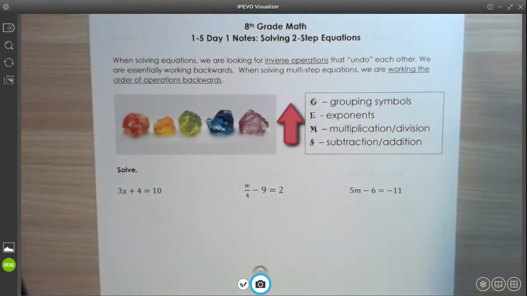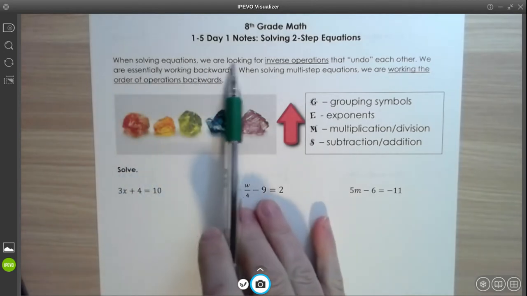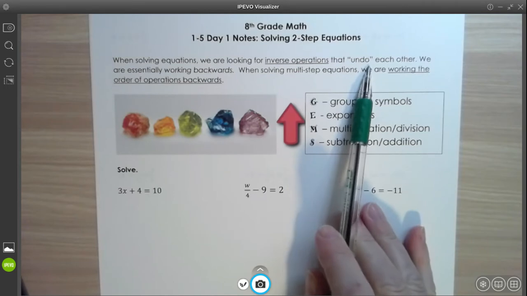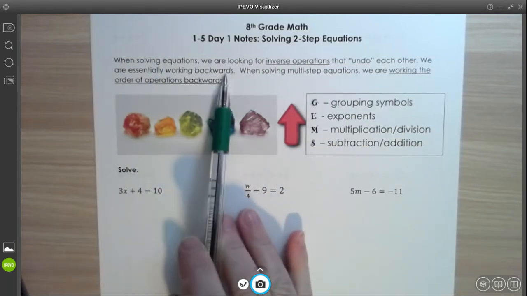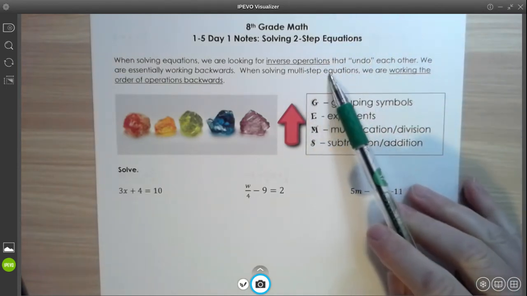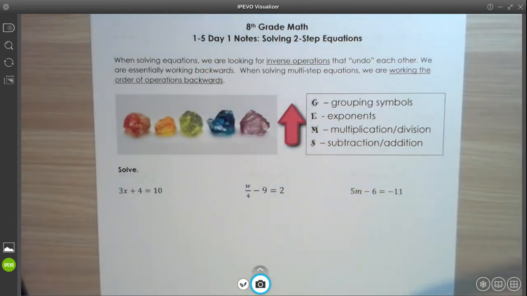Okay, so first of all, we have been working with one-step equations. When we're solving the equations, we're looking for inverse operations that undo each other. We're essentially working backwards to solve the equation. When we're solving multiple step equations, we are also going to be working the order of operations backwards. And that's how we're going to figure out what to do first.